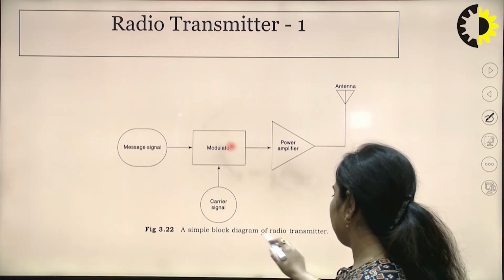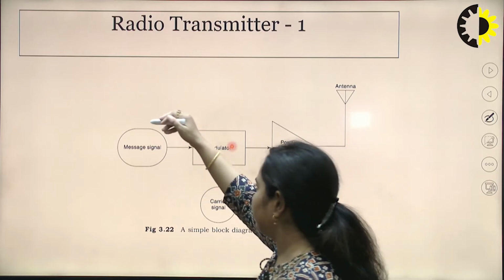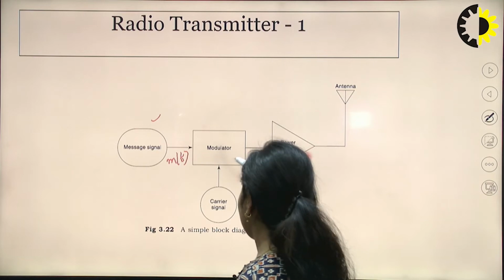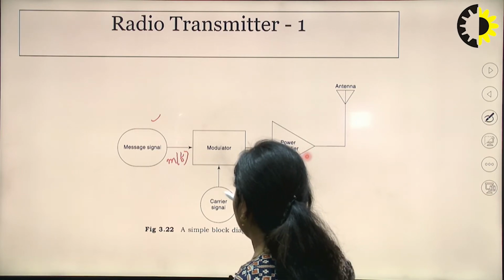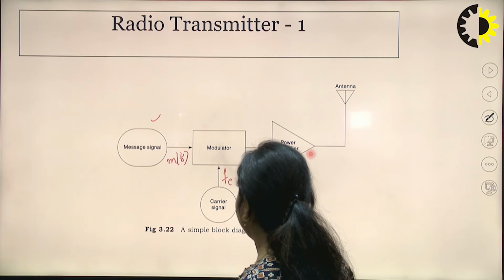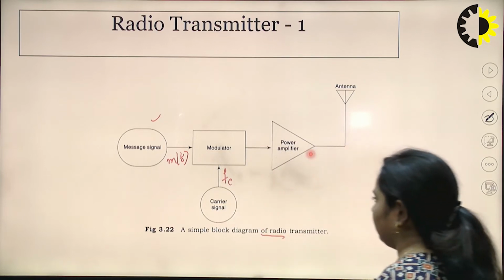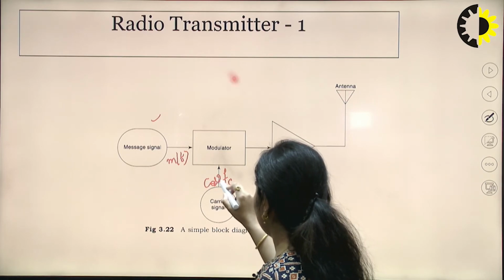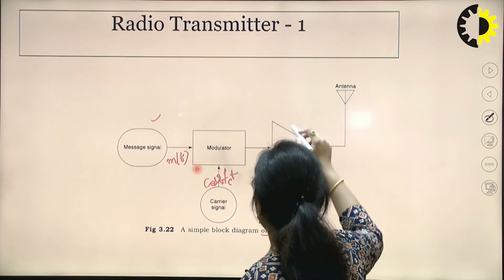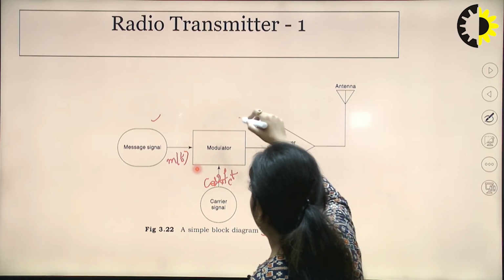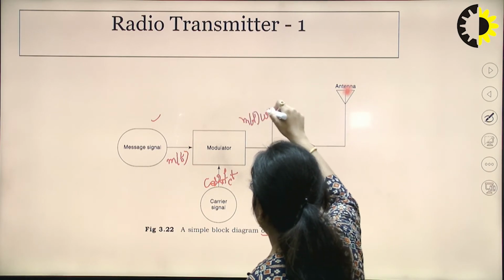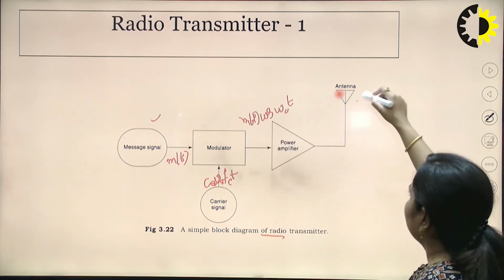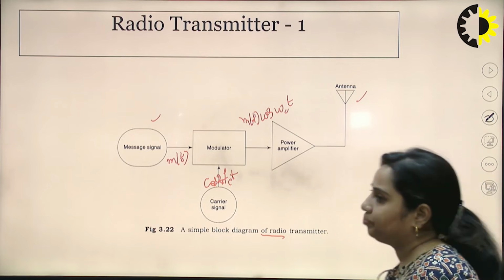So the simplest block diagram of a radio transmitter is, first, the message signal which is going to generate this signal, that is m(t). Now this is passed through this modulator and it is multiplied by a signal, that is the carrier signal. I am going to write it, frequency is omega c, or we can write cos 2 pi fc t. Then after passing these two signals through the modulator, we have m(t) cos omega c t. It is power amplified and radiated through an antenna.